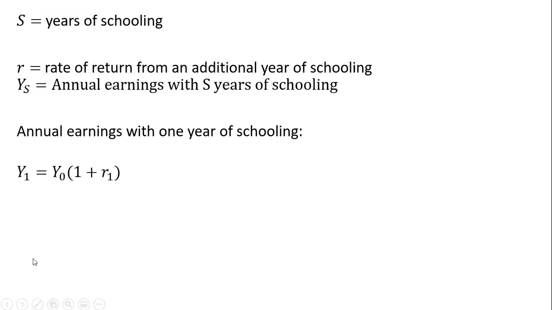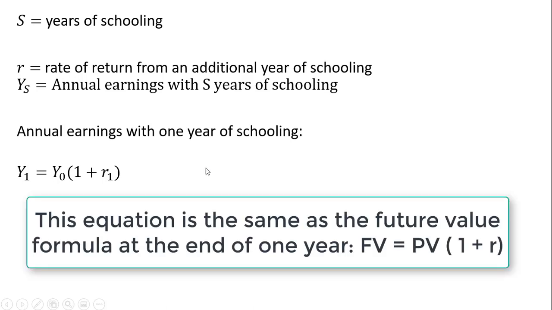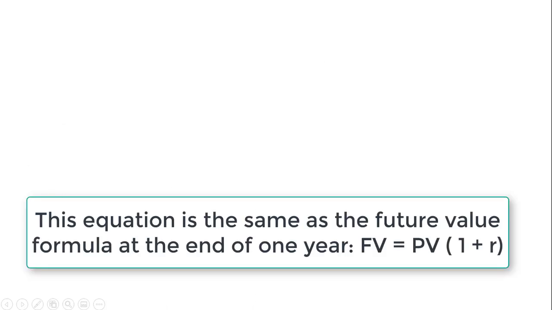So the Y subscript 1 is earnings with 1 year of schooling, and that's going to equal earnings without any schooling multiplied by 1 plus R, where R again is a rate of return from an additional year of schooling. Annual earnings with 2 years of schooling are going to look like this. So your annual earnings with 2 years of schooling will equal your annual earnings with 1 year of schooling multiplied by 1 plus R again.